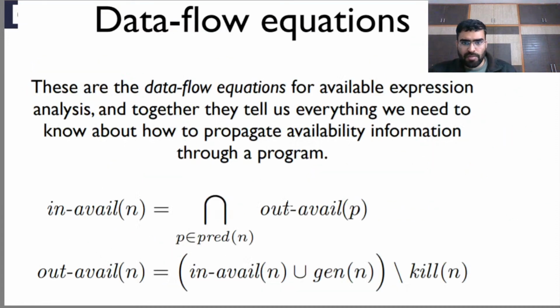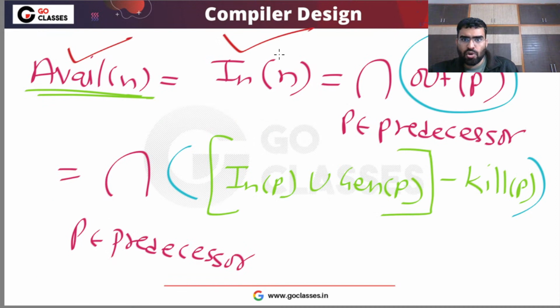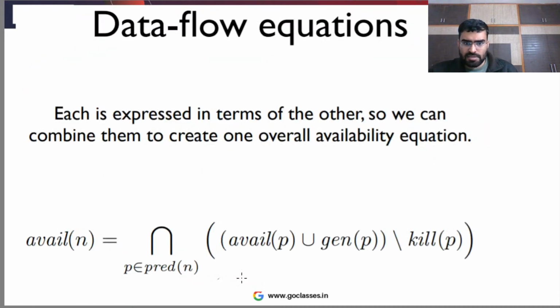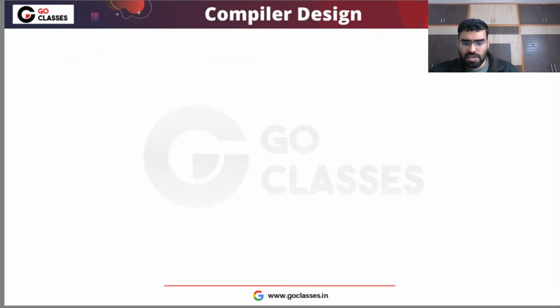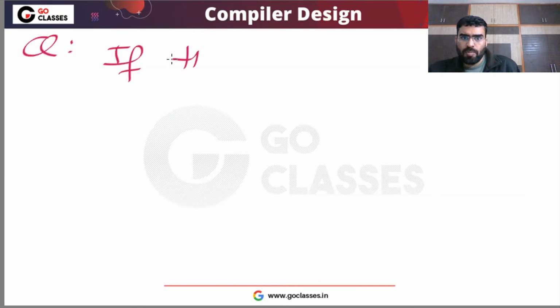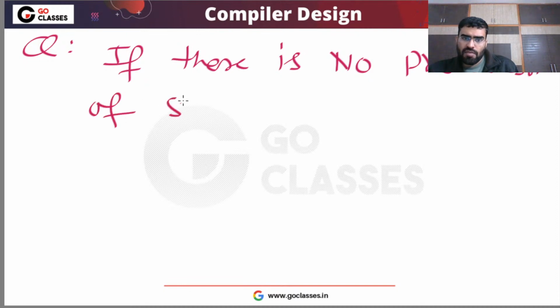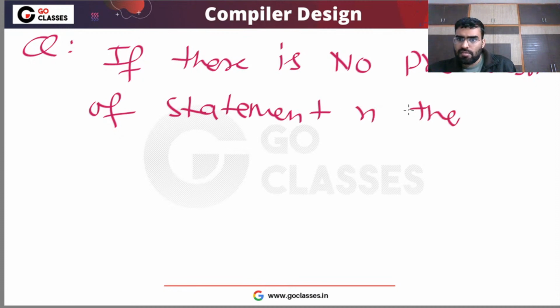So this is how you can merge these two equations. You can merge, because remember available of n means in of n, and finally you can get this. And if there is no predecessor, this is my question, if there is no predecessor of statement n, then tell me what is avail of n.